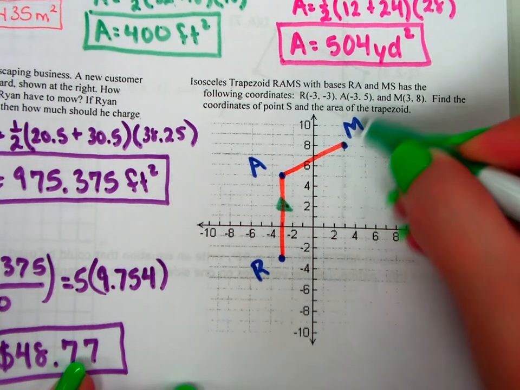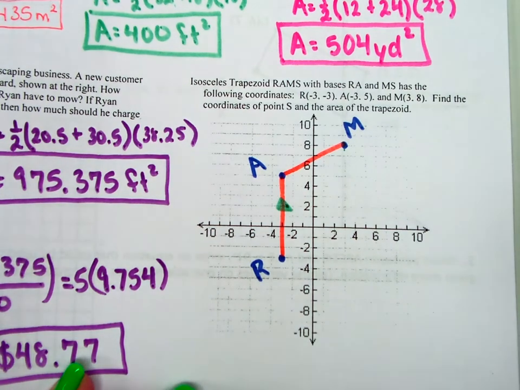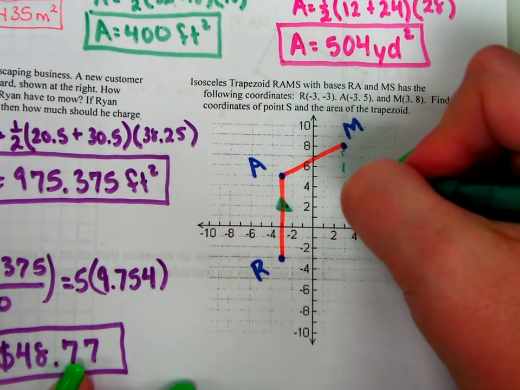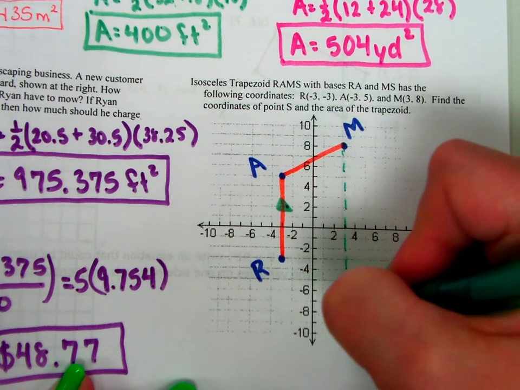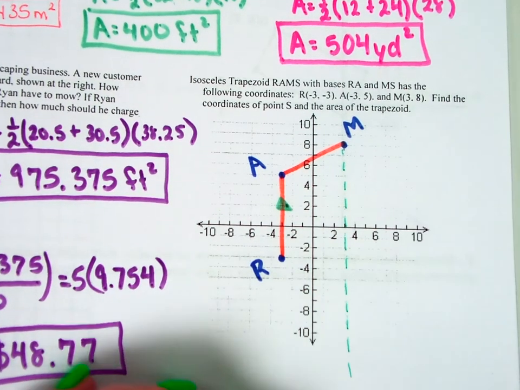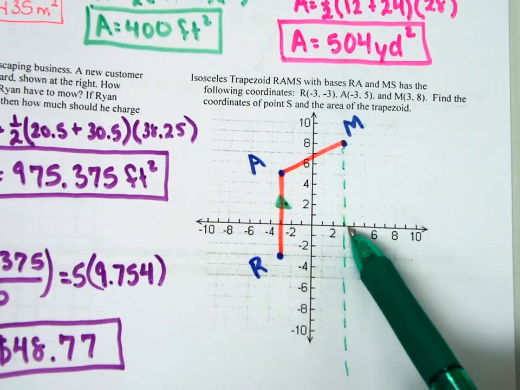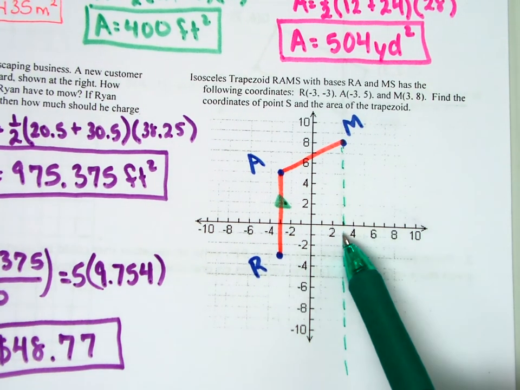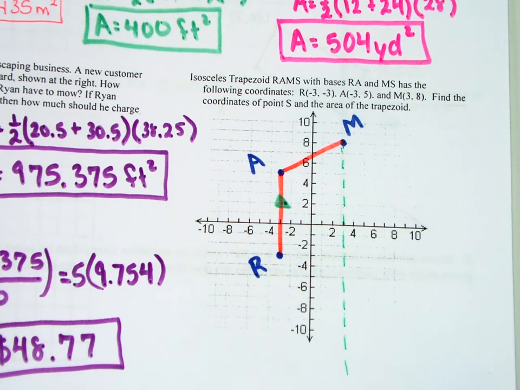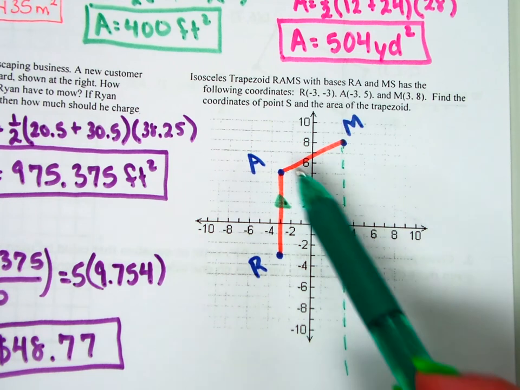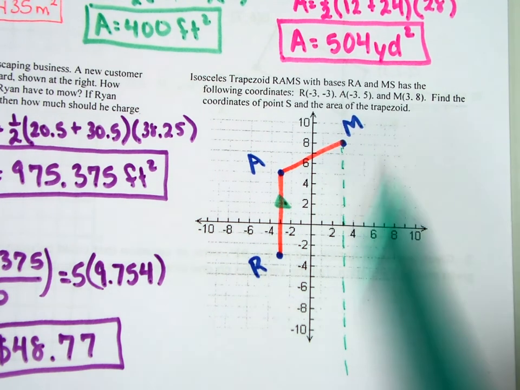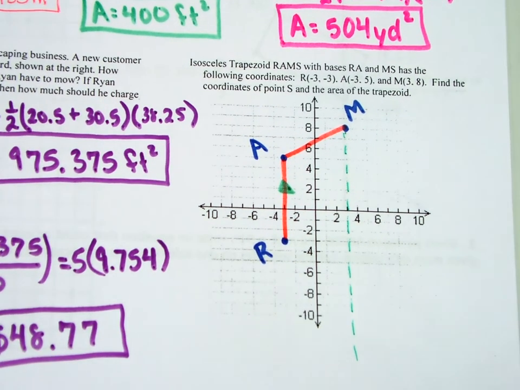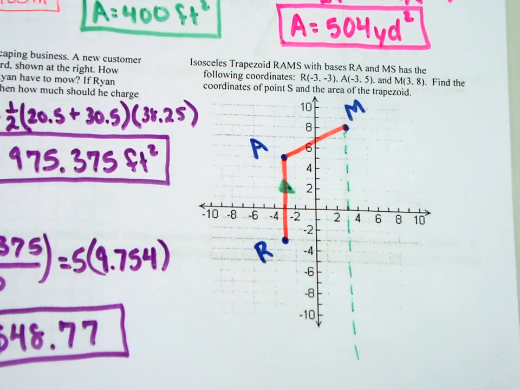and MS. So that means S is going to have to be somewhere along this vertical line. I just need to figure out exactly where. I could put it anywhere on that line, and as long as it didn't make it parallel with AM, anywhere I put it on this line except for that one point where it would be parallel, would be a trapezoid, right? But I want it to be an isosceles trapezoid, so that means it needs to have the same length as AM.